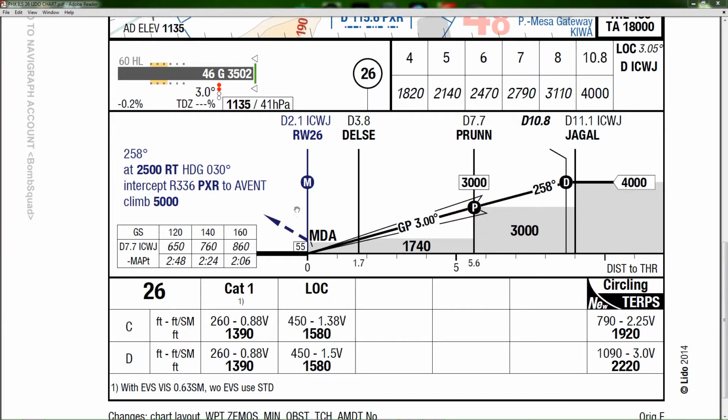And then I think I mentioned this in the last one. This is our go-around information. So if we have to execute a missed approach, we would fly at 258 degrees and up. We'll automatically climb to 2,500 feet and then make a right turn to heading 030. Intercept a 336 radial from PXR to event, climbing up to 5,000 feet and then hold at event. That's what that is right there.